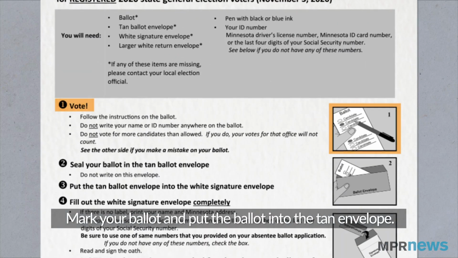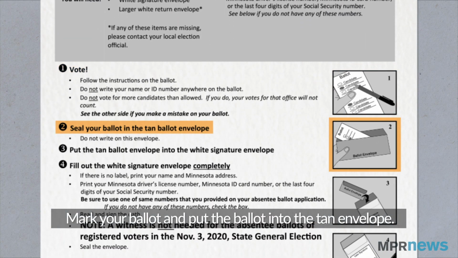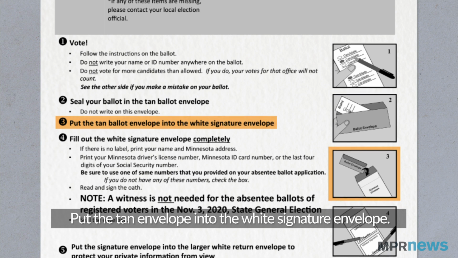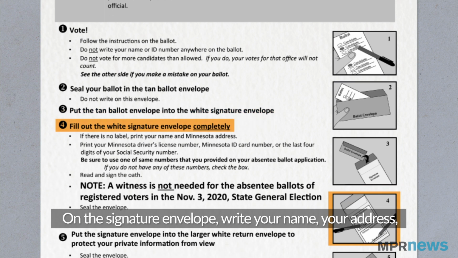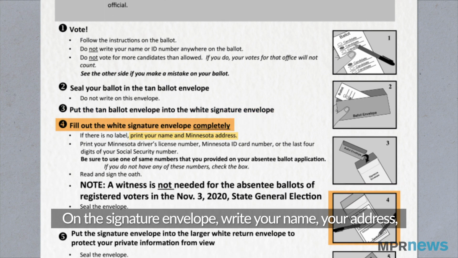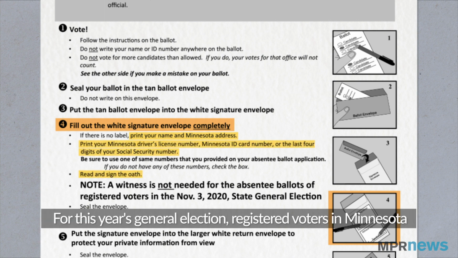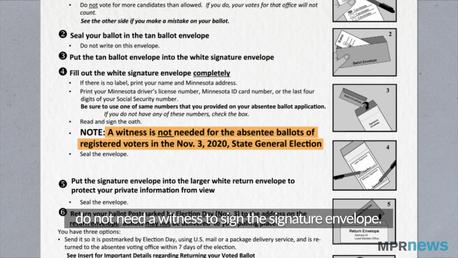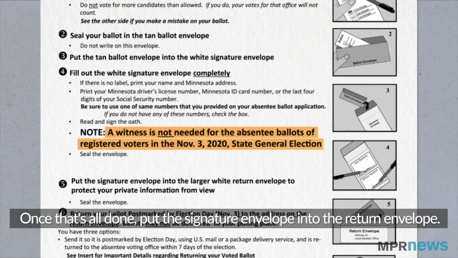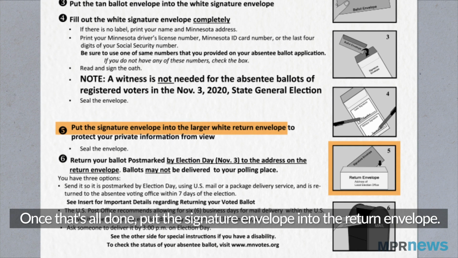Mark your ballot and put the ballot into the tan envelope. Put the tan envelope into the white signature envelope. On the signature envelope, write your name, your address, and your ID number and sign the envelope. For this year's general election, registered voters in Minnesota do not need a witness to sign the signature envelope. Once that's all done, put the signature envelope into the return envelope.